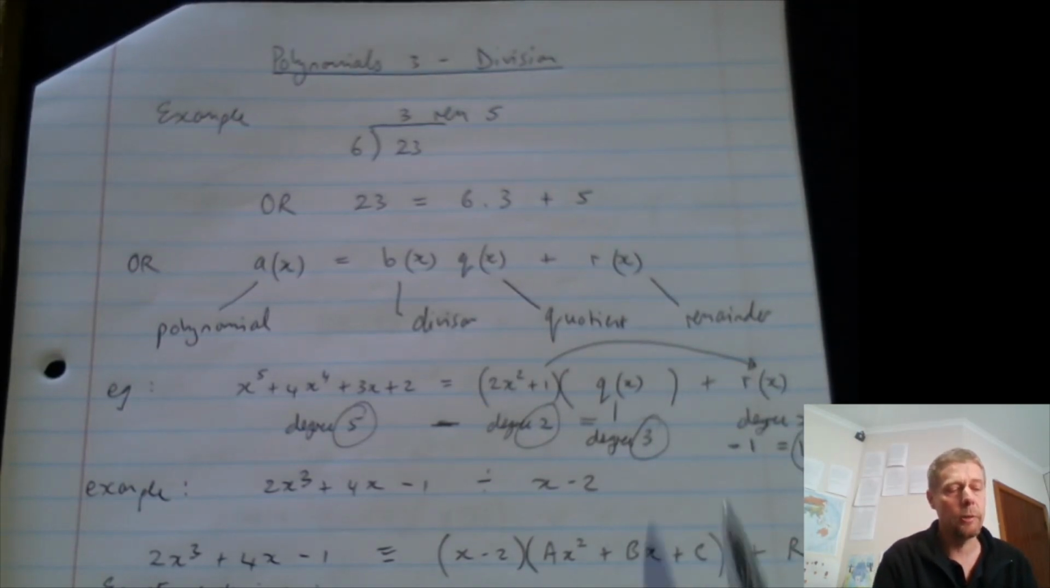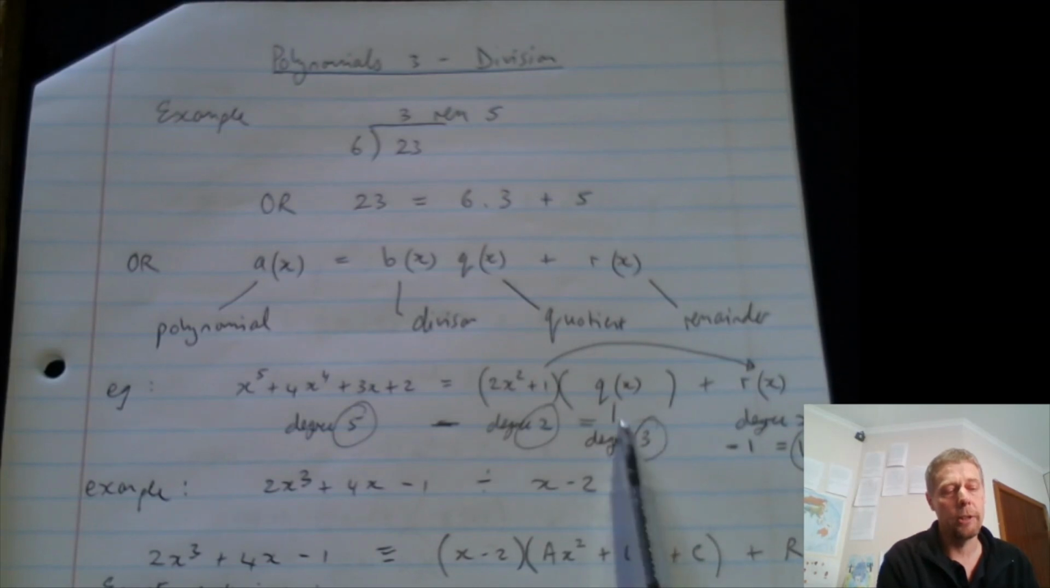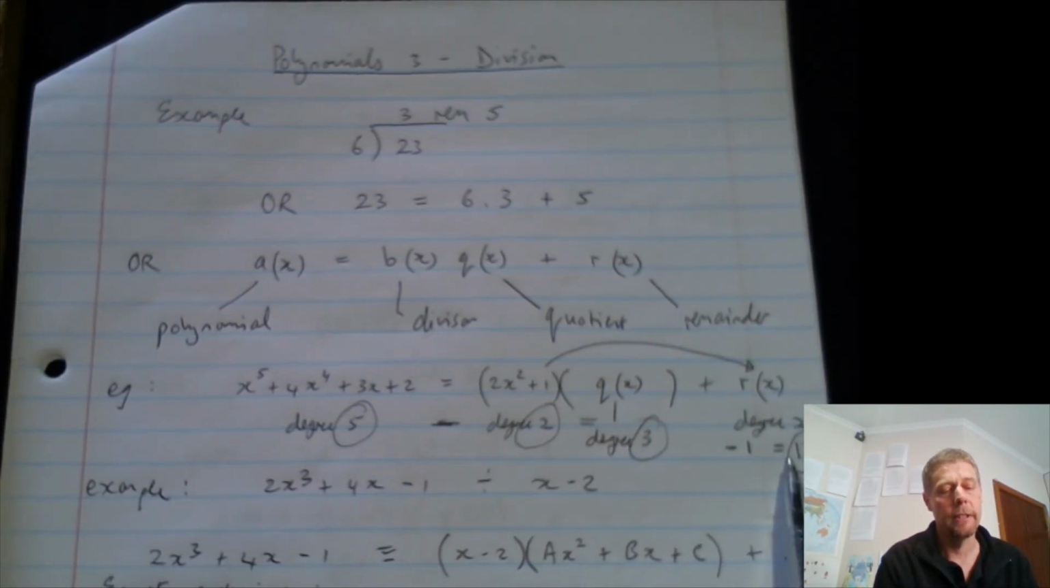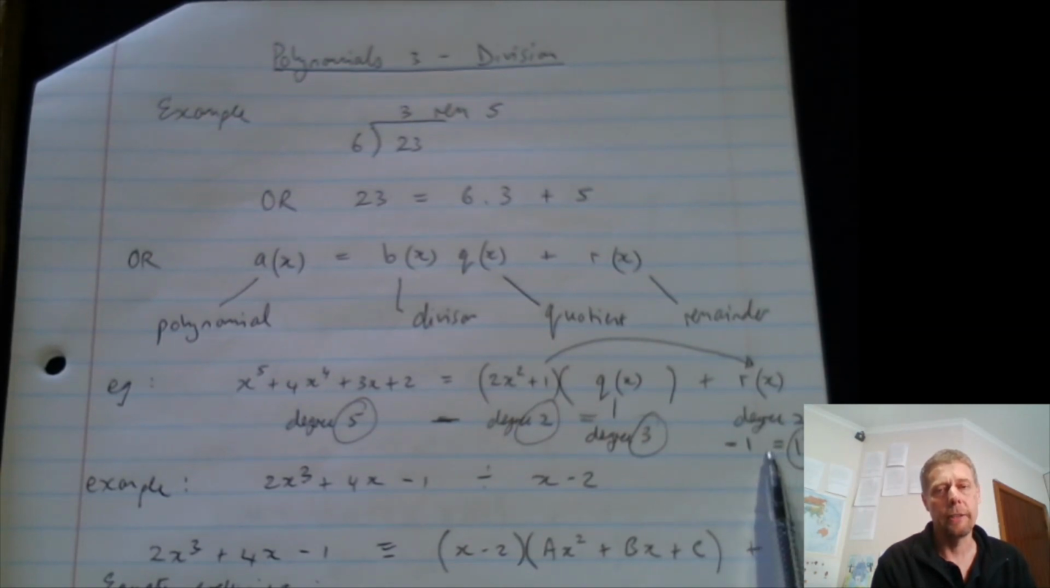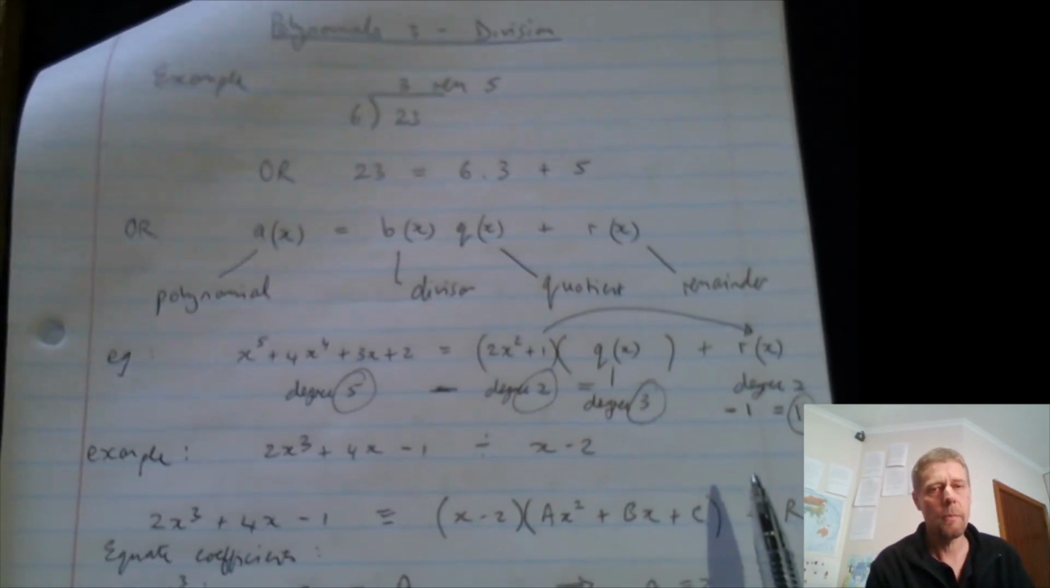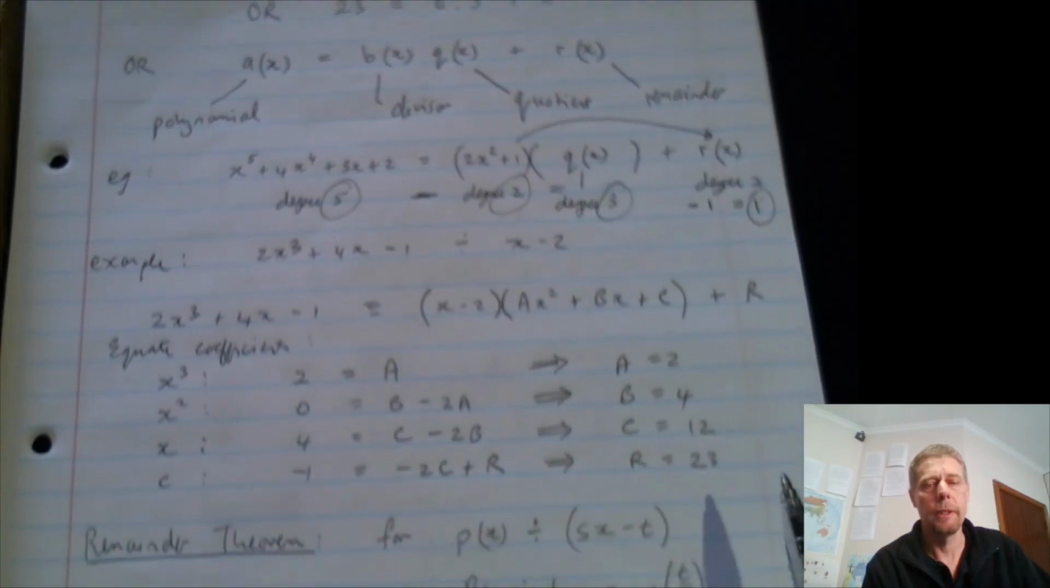Okay, now that's very useful because if we know the degree of my q of x and the degree of my r of x, we can quickly see how many variables we need to represent it and find those coefficients. Here's a proper full example.